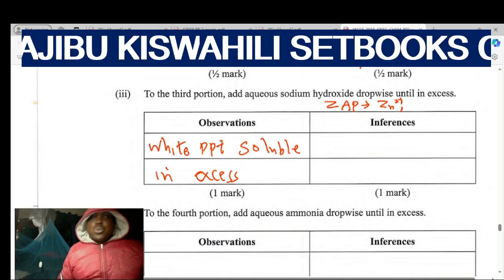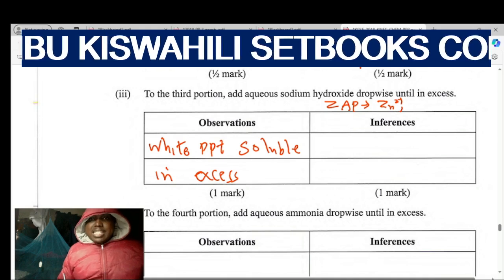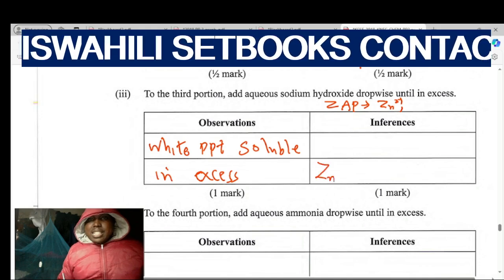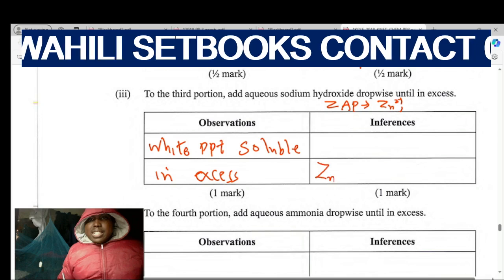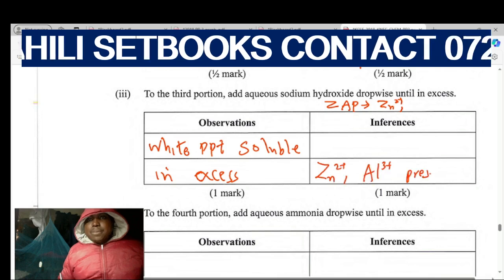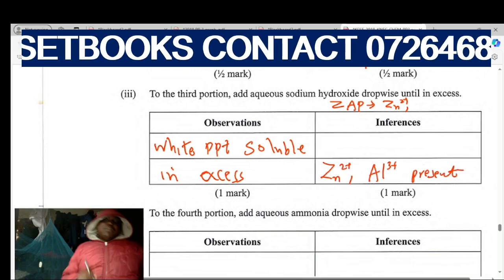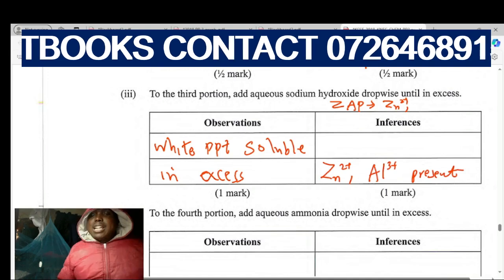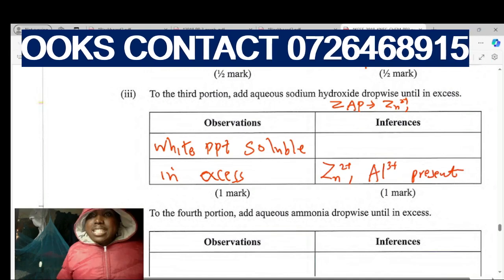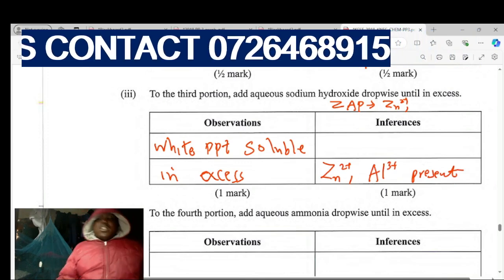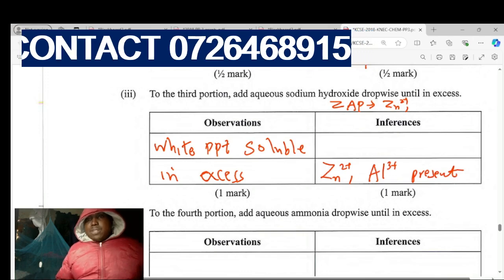Therefore here we will have only zinc and aluminium present. Very good. Present. Ukiandika silver hapa, ama ukiandika lead, you get nothing there. You have cancelled the whole mark there. You get 0 kwa inference.